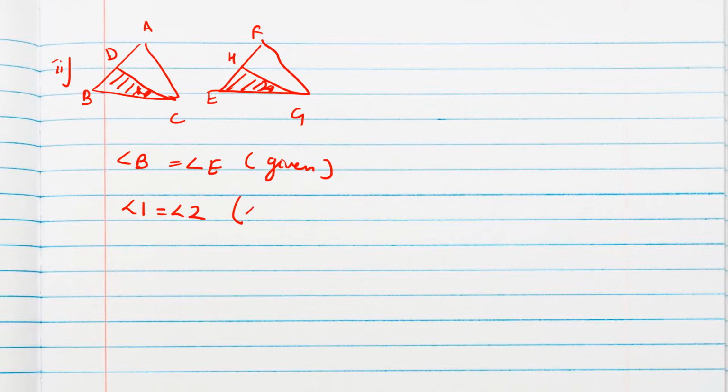Why? Because C and G are equal, since both the triangles are similar. So half of C will be equal to half of G. So half of C means angle 1 and angle 2, so these two smaller angles. That means by AA criteria, we can write these two triangles are similar. That is DBC is similar to HEG.